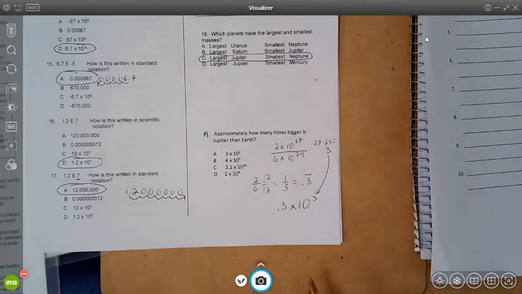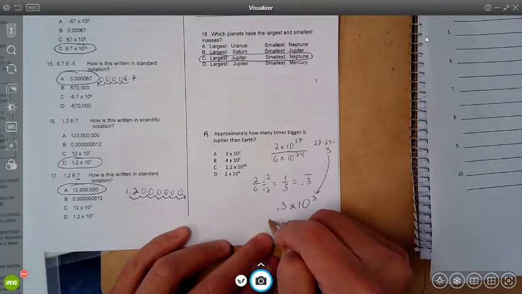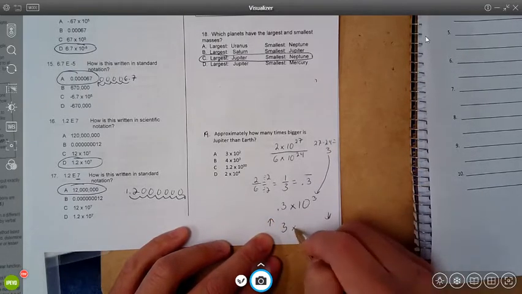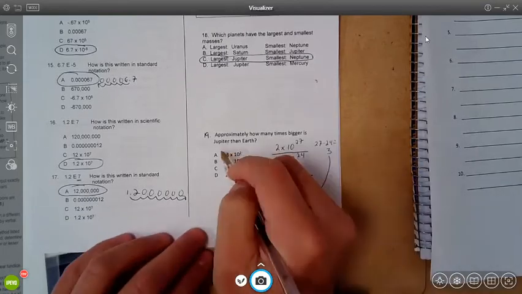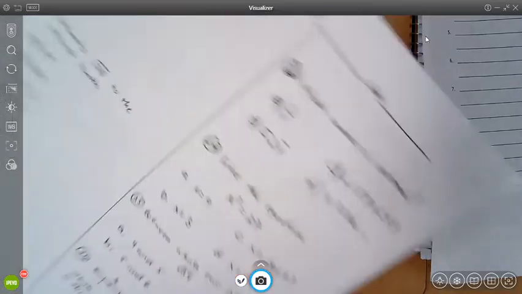Okay, so let's put it in scientific notation then. This would be 3. We move this up, we have to move this down, times 10 squared, so that's why it's option A. Okay. Alright, let's go on to the review section.